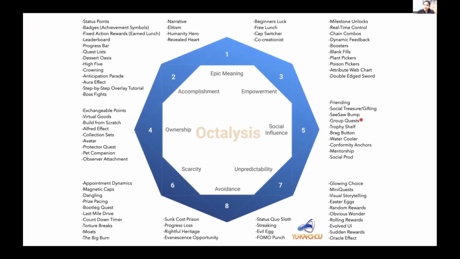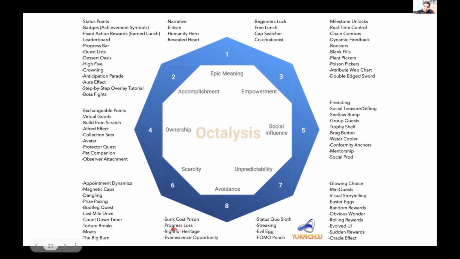These are some of the gaming techniques that Yu-kai Chou suggests for each of these drives. So, for example, if you want your game to have the drive of loss and avoidance, these are some such techniques. So, sunk cost prison is one such gaming technique where basically you make the player feel like if you do not take the action, you are going to lose everything you earned so far. For example, certain apps say that if you uninstall this app, you're going to lose all your data. That is a sunk cost prison gaming technique.